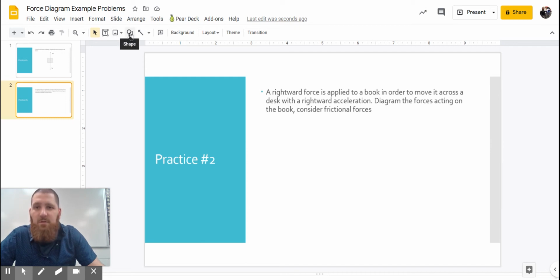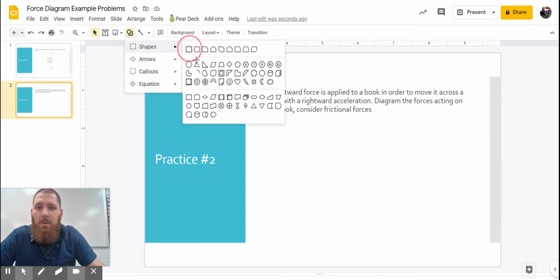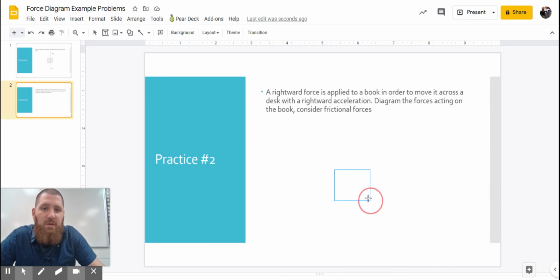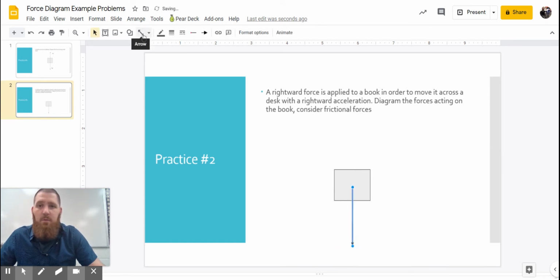So again, we're going to go to shape. We're going to choose a box again because our book will be represented by a box. And then we're going to draw our forces. Because this book is still on a desktop, we know that we still have the force of gravity and normal force acting on it because it's on Earth and it's on that desktop. So I'm going to start by including the two forces that we put into the previous diagram. Again, I'm going to draw those forces coming out of the box. There's my downward arrow, and there's my upward arrow. And then I'm going to label these forces.